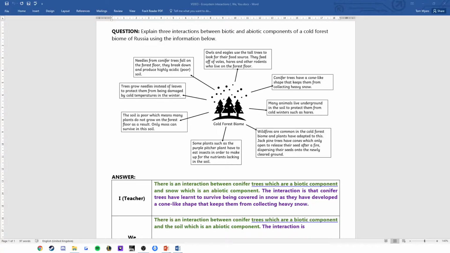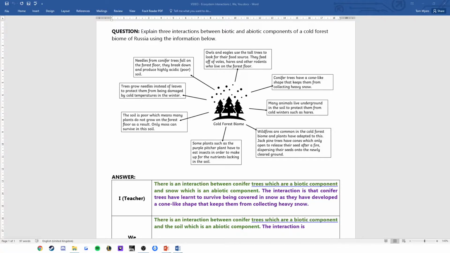So we're looking at a cold forest biome. If we start reading from the top, owls and eagles use the tall trees to look for their food source. They feed off voles, hares, and other rodents who live on the forest floor. Conifer trees have a cone-like shape that keep them from collecting heavy snow. Many animals live underground in the soil to protect them from cold winters, such as hares. Wildfires are common in the cold forest biome, and plants have adapted to this. Jack pine trees have cones which only open to release their seeds after a fire, dispersing their seeds onto the newly cleared ground.